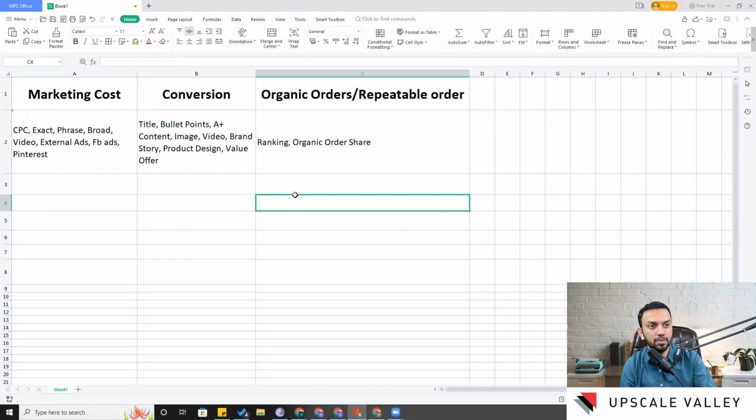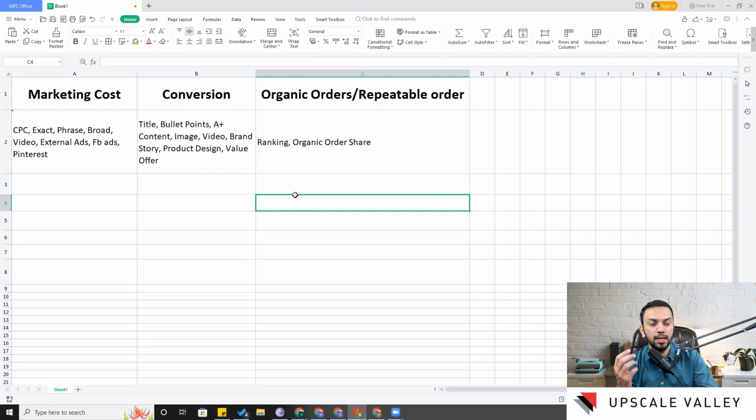So if I summarize, your problem is anywhere in between these elements. It's not always in the expensive PPC. Sometimes even though your PPC is expensive, that's pretty normal in the niche, and the gap between being profitable and non-profitable can depend upon your organic order share. It's quite possible that you are getting around 60-70% PPC orders and only 30% organic orders. If you increase your organic order chunk by doing some ranking effort, your marketing cost is going to stay the same maybe, but due to the increment in your organic order share, overall you will become profitable.